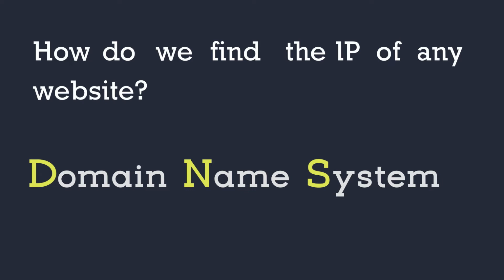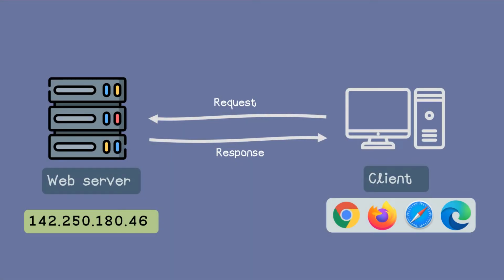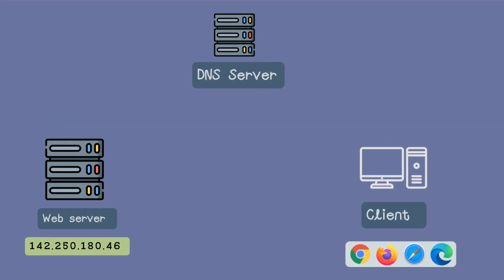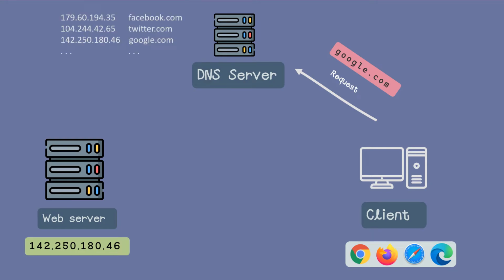So let's see how it actually works. Before your browser sends a request to the web server, it sends a request to something called a DNS server. Your browser will send a request for google.com to the DNS server, and just like a phone book, the DNS server will look up google.com in its directory.